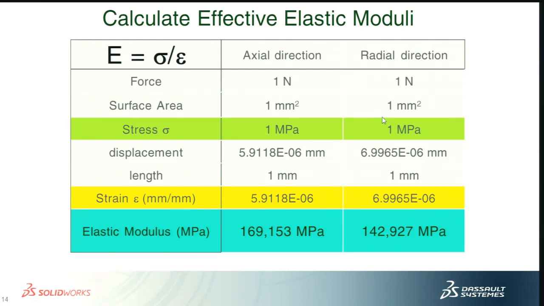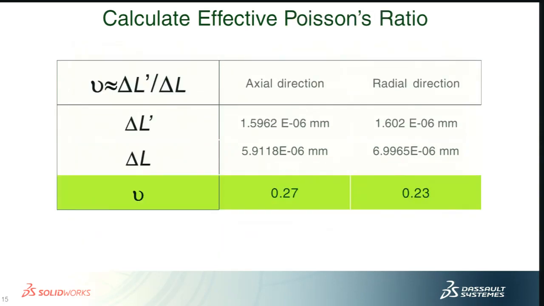So what's next? We've determined the elastic modulus in 2 directions. What else also changes? It's very important, right? We have to calculate the effective Poisson's ratio as well. That's going to be different. As we know, for really small strain, we can approximate Poisson's ratio by the delta L prime, which is the orthogonal displacement divided by the load direction displacement, right?